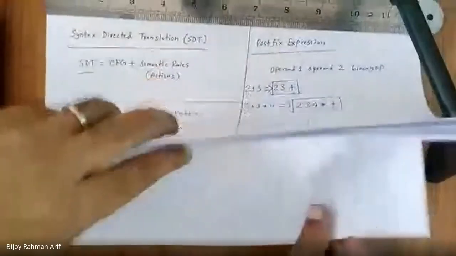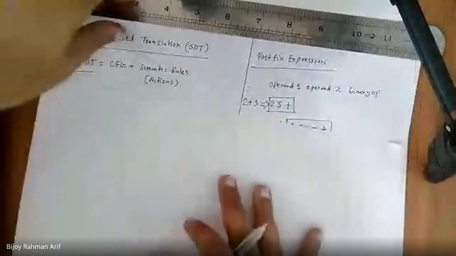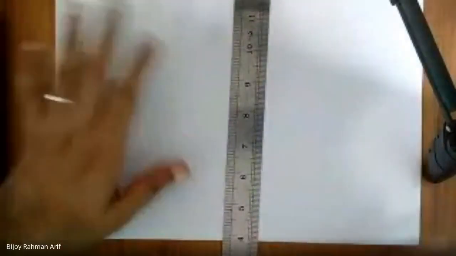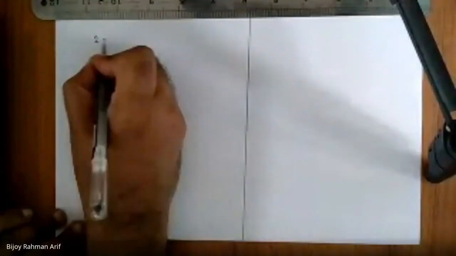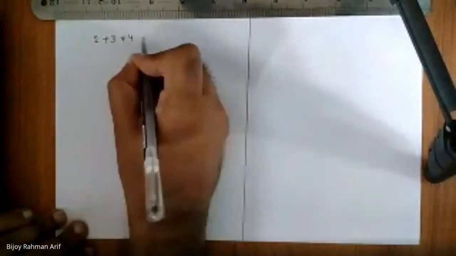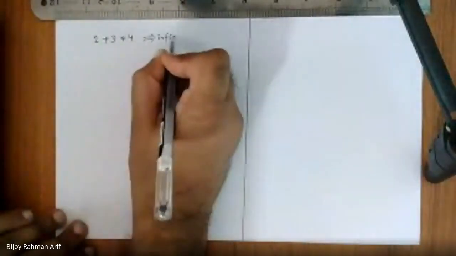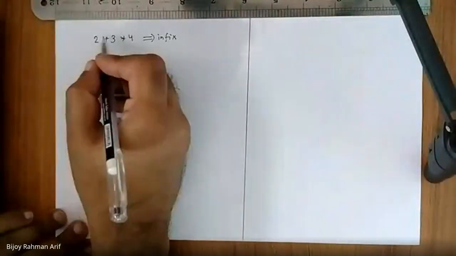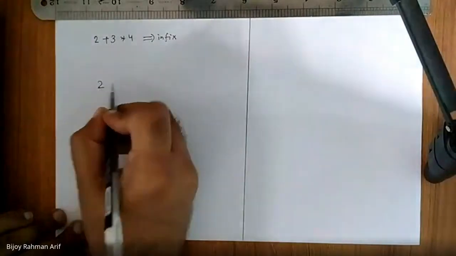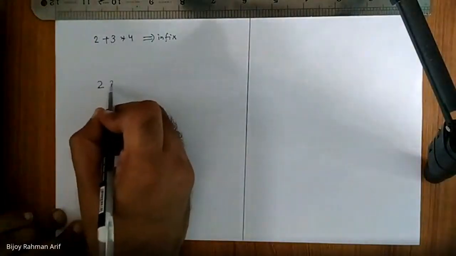The algorithm is very simple. Don't blindly shoot. The algorithm is very easy. So it is something like this. Let's say I try to convert the infix 2 plus 3 star 4 to postfix. What I'm going to do is first derive these IDs. So I'm going to write 2, 3, 4.